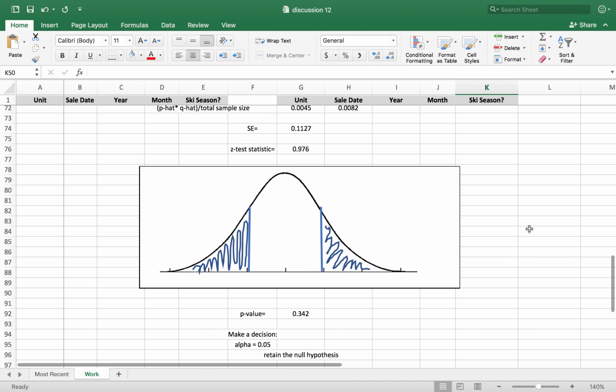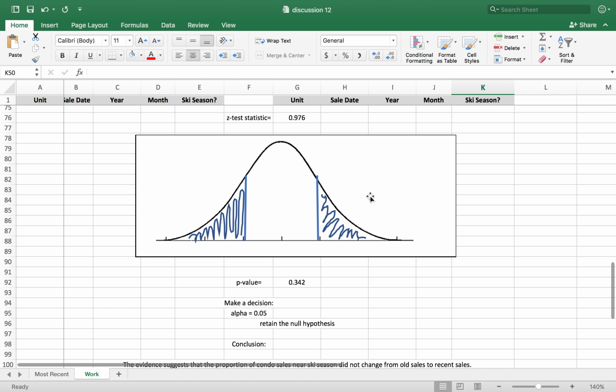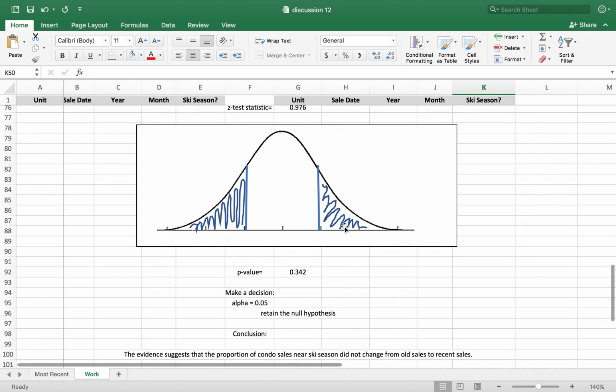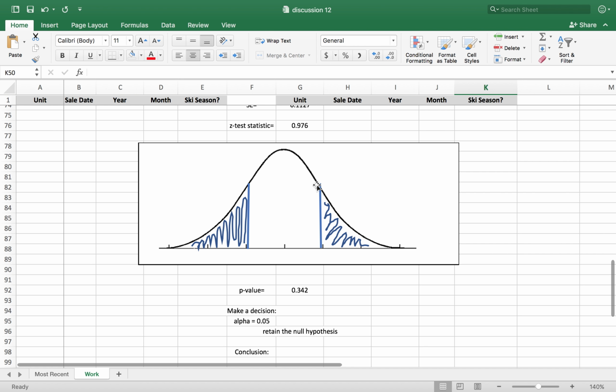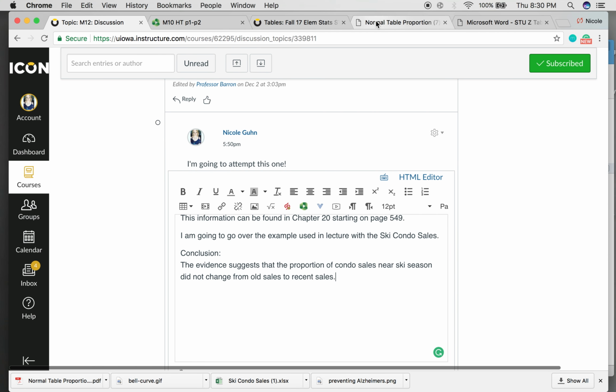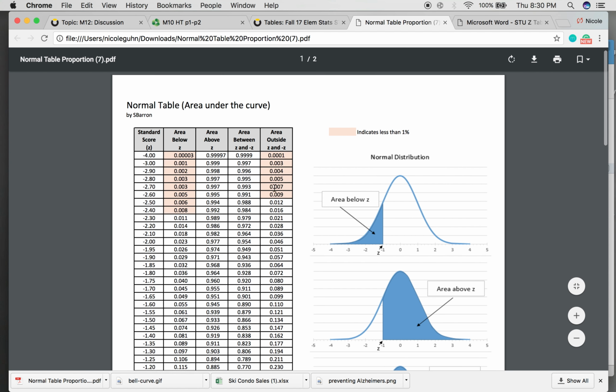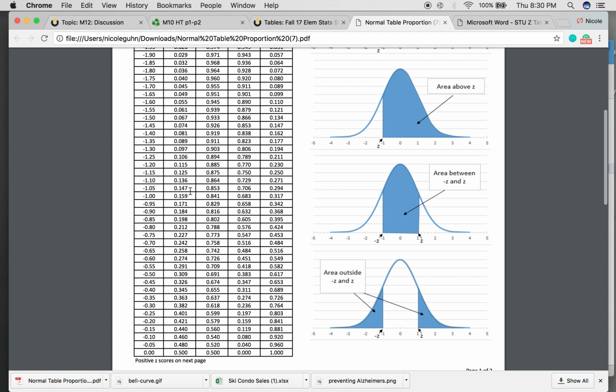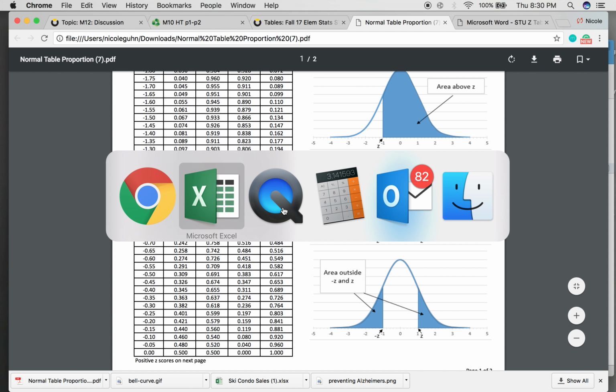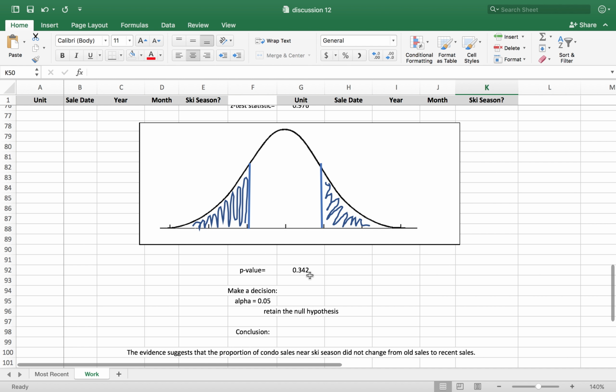If we go down here, we can see that our z-test statistic on the normal bell curve hits about right here. There's quite a bit on both ends of the tail. To get our p-value, we're going to go over to Chrome real quick. We scroll down and look in the area outside of negative Z and Z, and find as close to 0.97 as we can get, and that's 0.95, which gives us our p-value, in this case 0.342. We go back over here and write down our p-value.